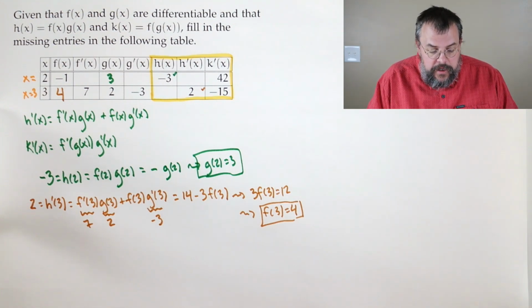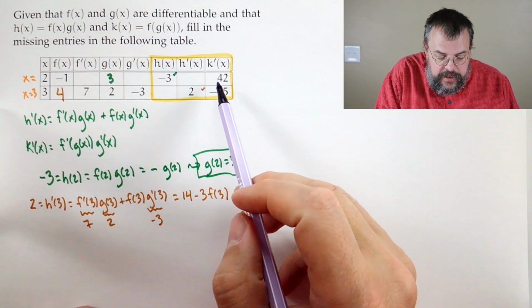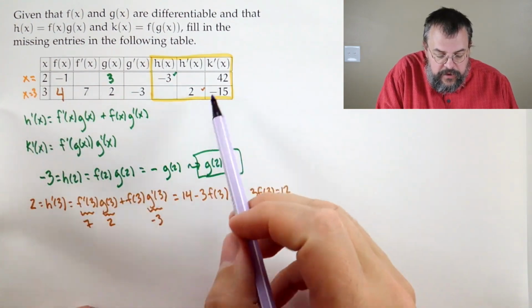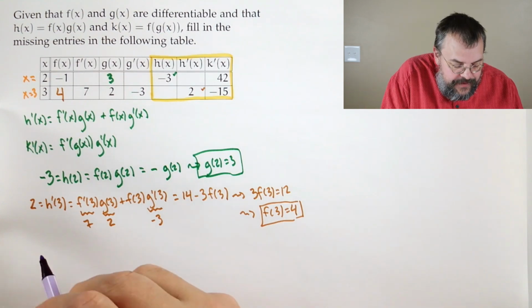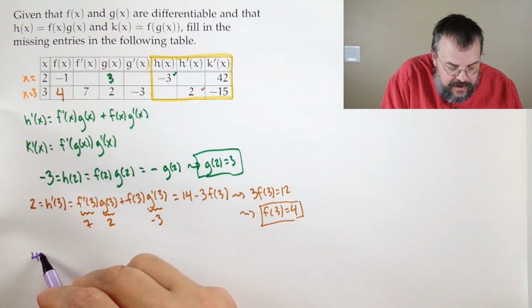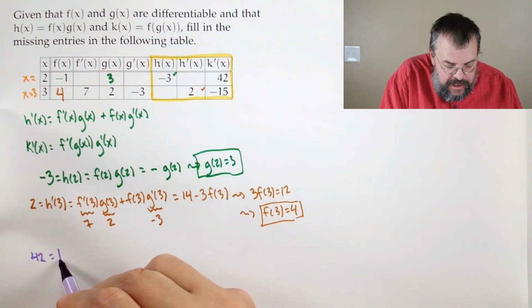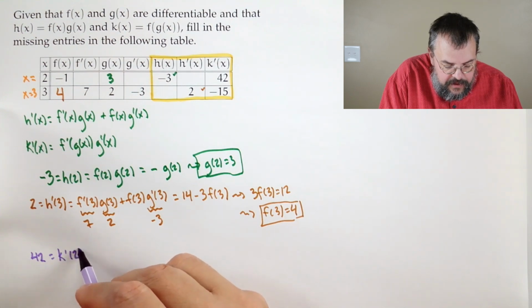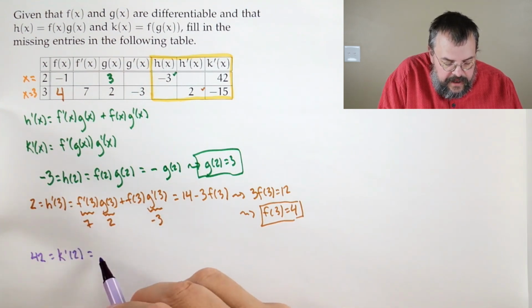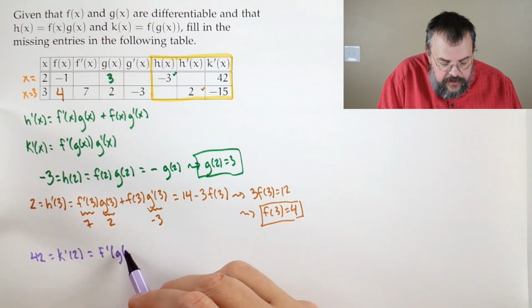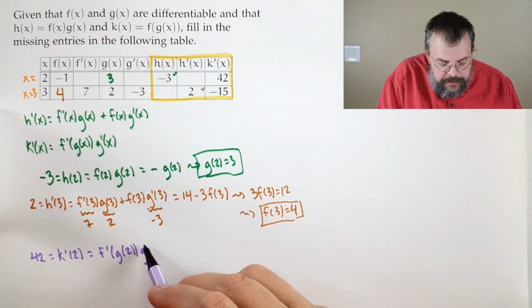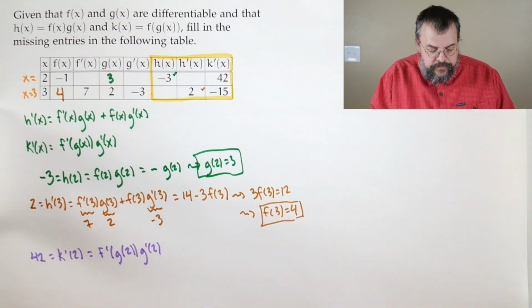Well, what can we try? Well, we could try kappa prime. So kappa prime of 2. I call it kappa, K. All right, so 42 is equal to k prime of 2. Now, k prime, that's f prime of g of 2 times g prime of 2.